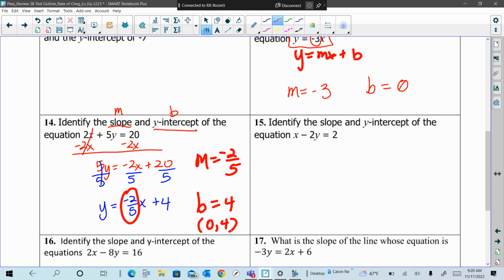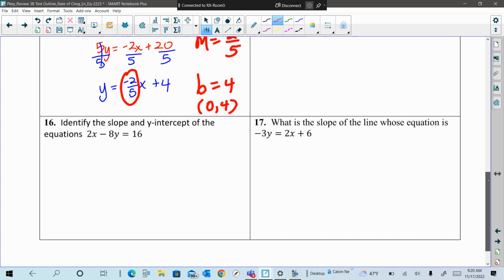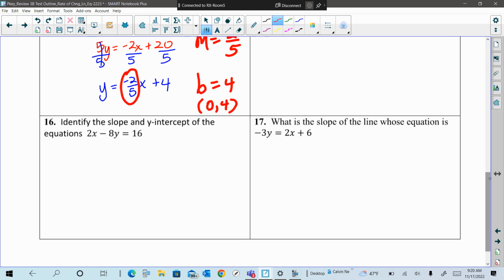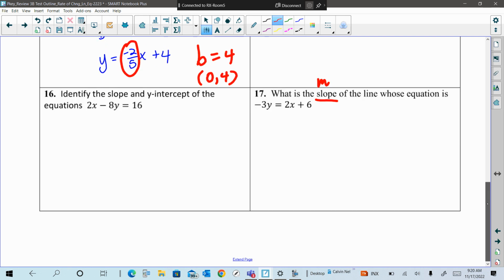All right, so let's look at 17. They want, again, just the slope, so I'm looking for the M. I can't say 2, because it does not look like this, mx plus b.